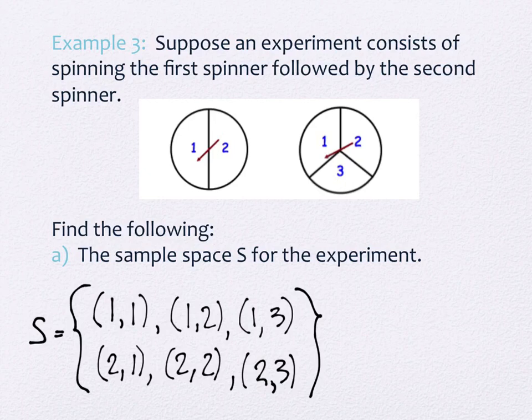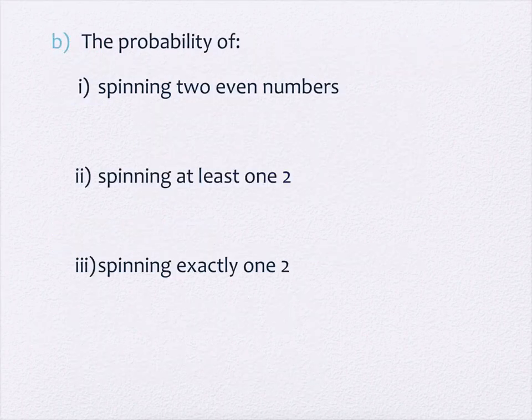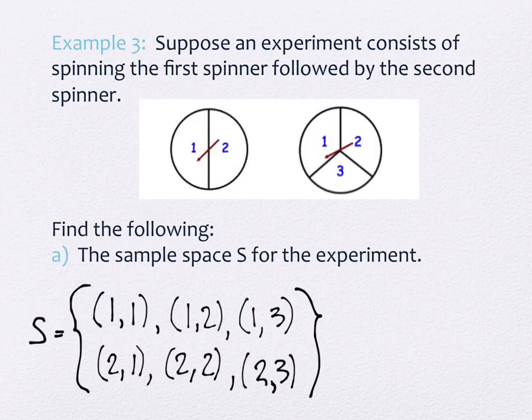Okay? Now, I don't have space on my screen, but in your notes, the next line of questions follows. So we want the probability of each of those things happening. Now, these are all equally likely, which means there's 6 outcomes.